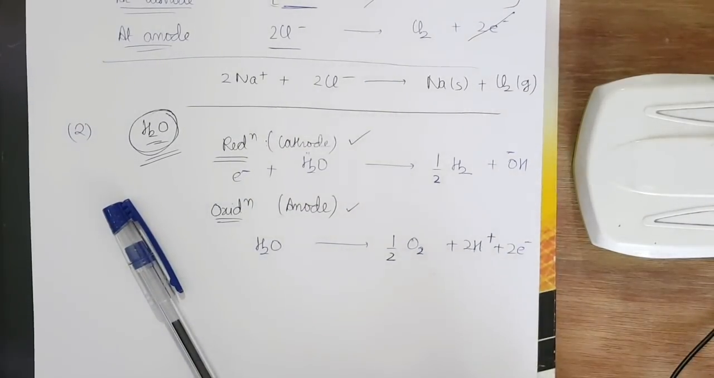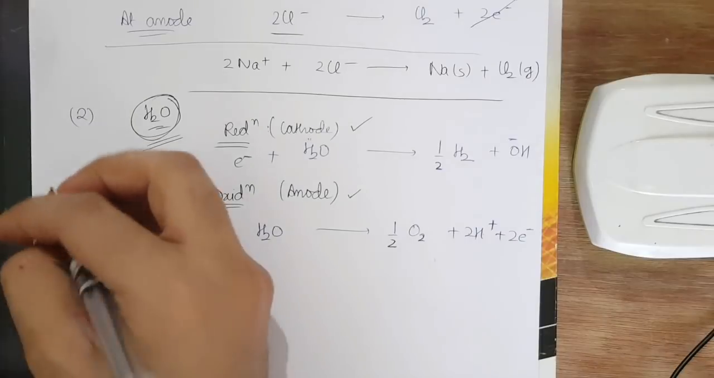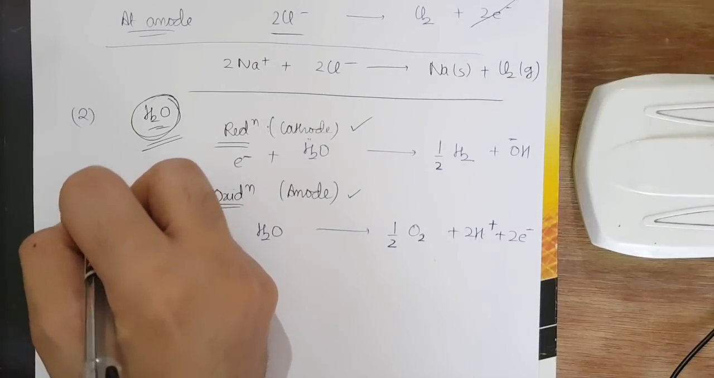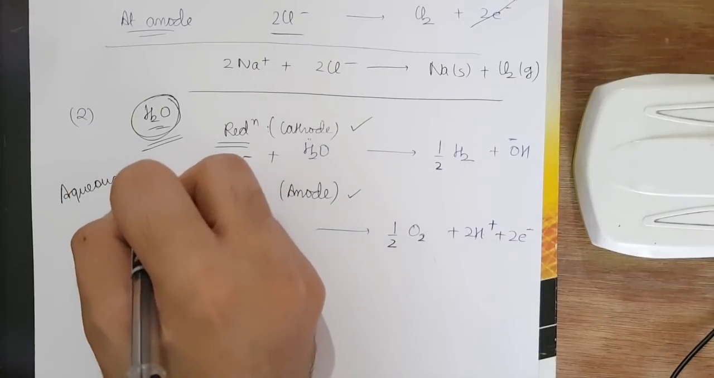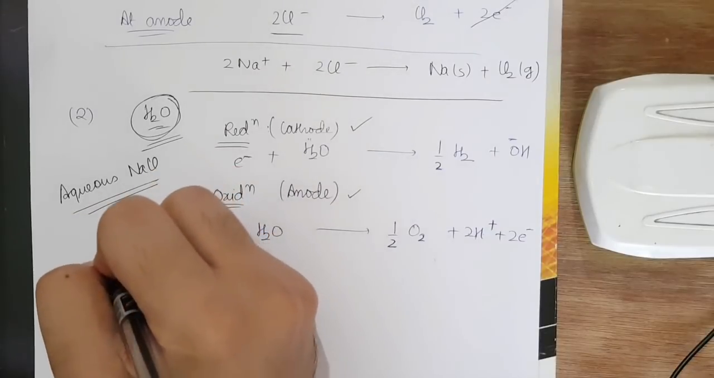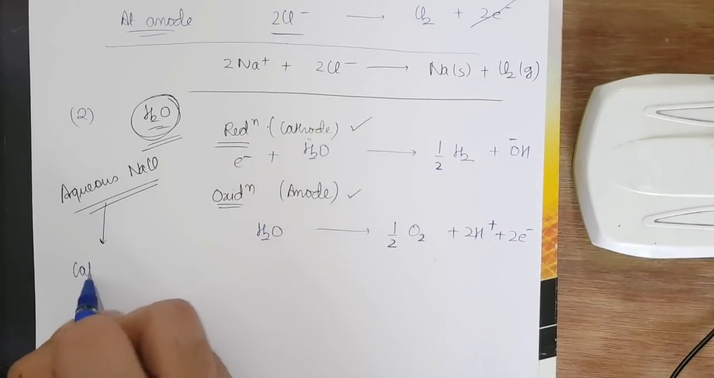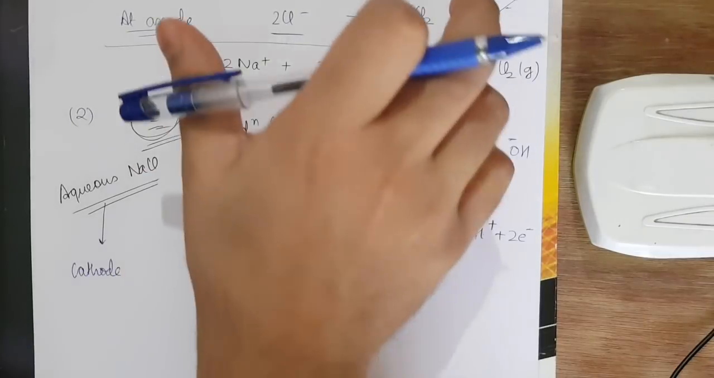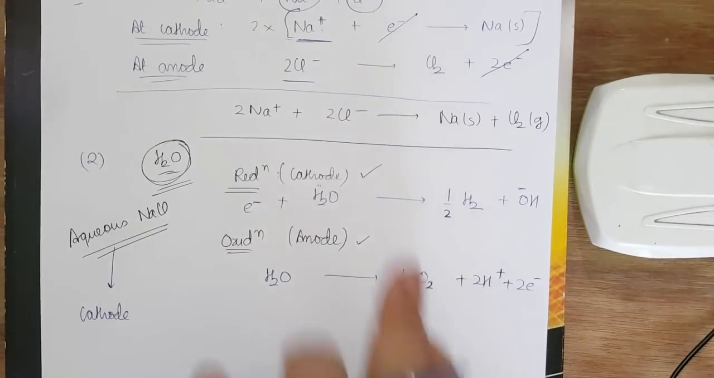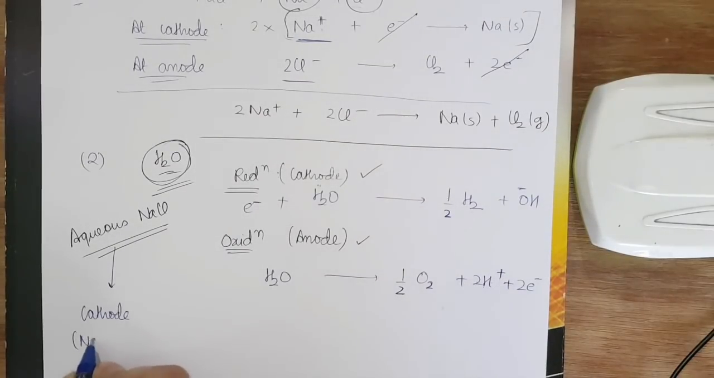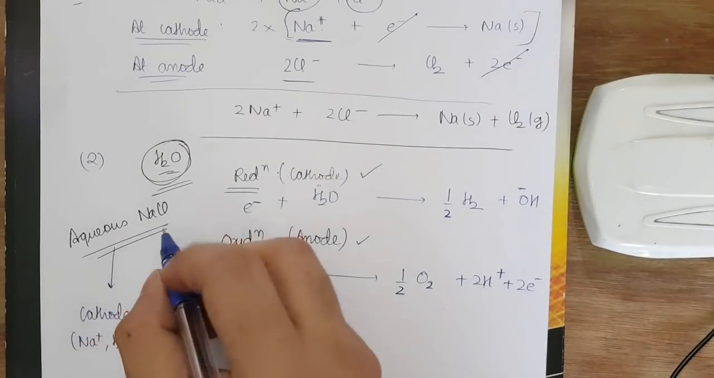Now we have the aqueous NaCl. Let me write it for you. Now understand this question very well. It is a very important part. We have aqueous NaCl. So at the cathode, where the reduction would occur, in the previous case as we had seen, we have the presence of Na plus. Similarly in the cathode, here we have the presence of Na plus and H2O. Only Na plus is not present. We have the presence of H2O also.